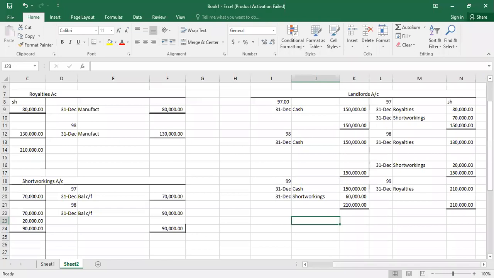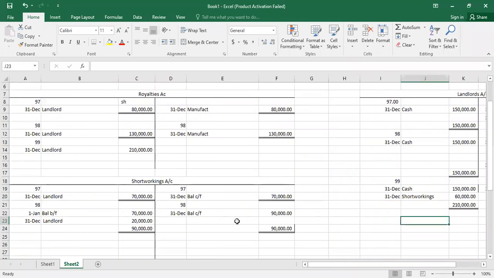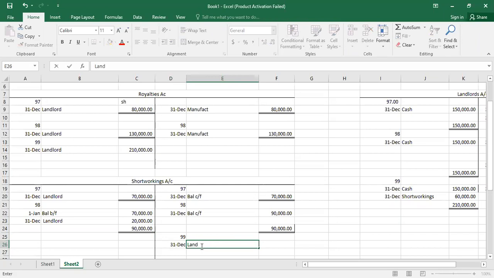So we come to the short workings account, in the year 1999. What are we going to indicate on the short workings account? We have the landlords. We debited the landlord's account, so we credit the short workings account with 60,000.